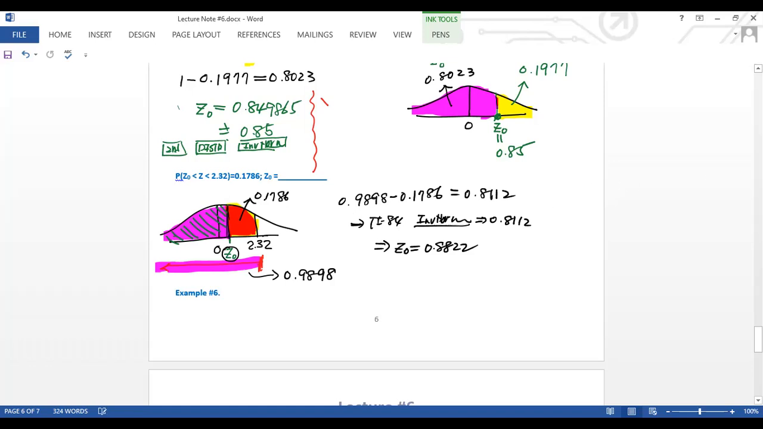Now let's take a look. How do I use R here? It's the same idea because they always give you the left-hand side. So you already get the 0.8112, right? Okay, so now you can use the R here.